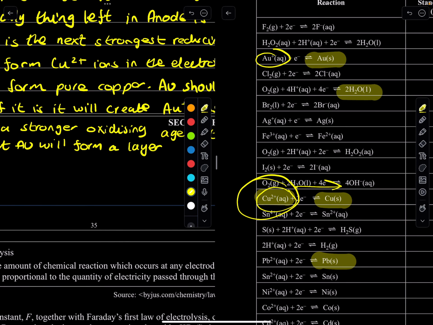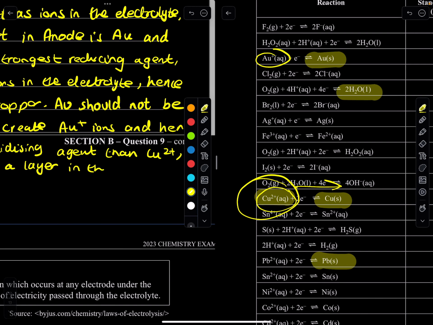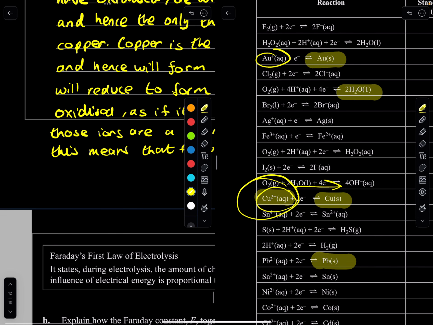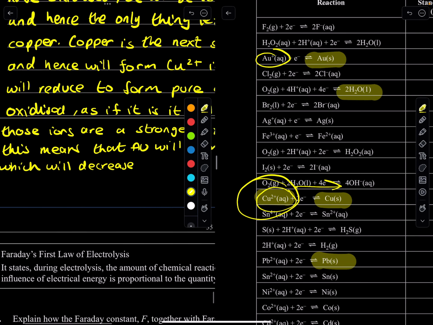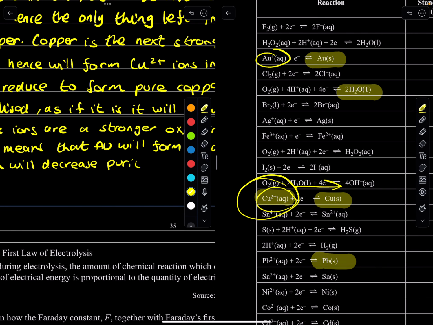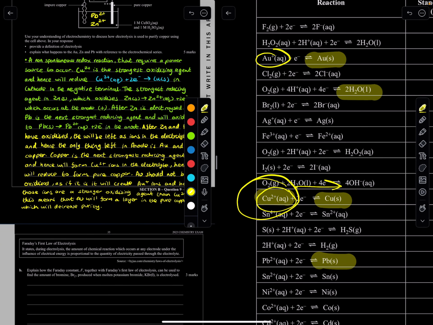In the pure copper. So we'll form it, which will decrease purity, basically. That's a lot of writing, I'm not going to lie. So which will decrease the purity, that's the main thing. And to make sure that does not happen, that's our goal.